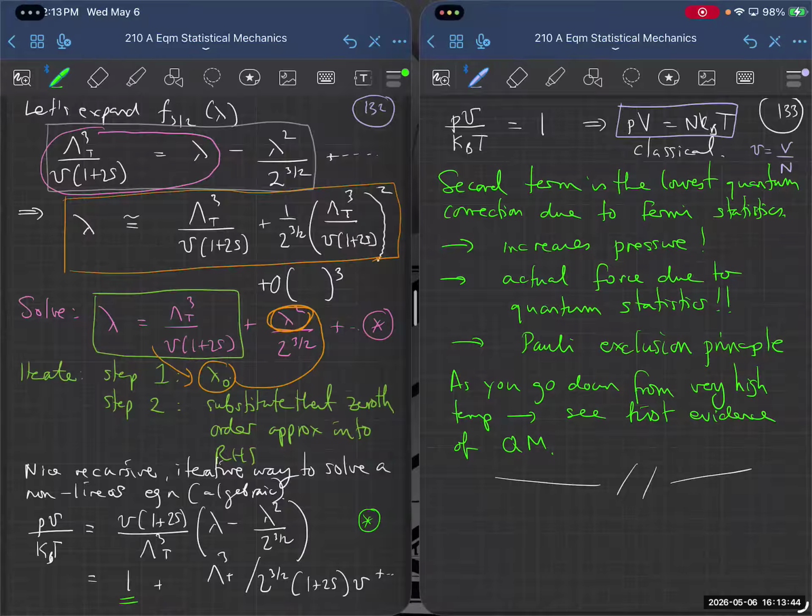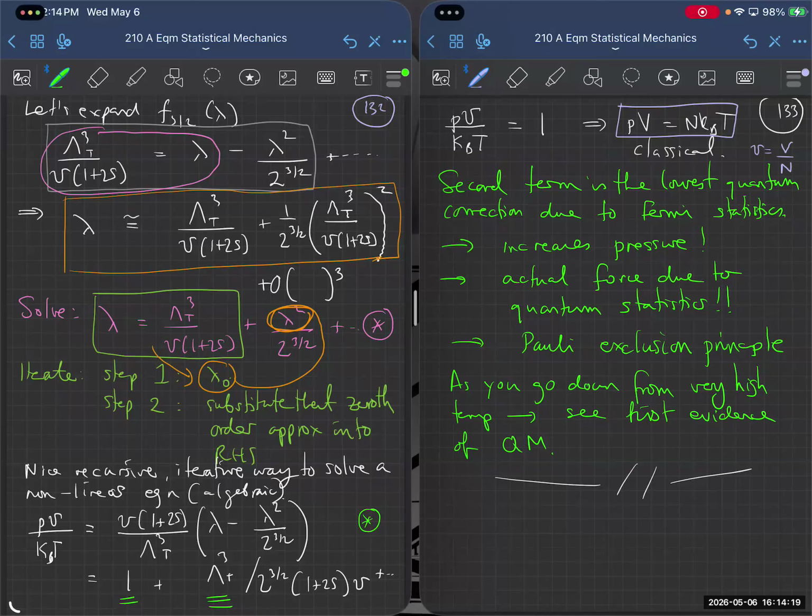So that's showing you that the first term, the leading term in the equation of state, is the ideal gas behavior. And then we've now got an expression for the correction to that, which is this lambda cube term over here. And that correction, what we noticed, is positive, and that tells you that the fermions, as I go down in temperature from very large temperatures, start to show the effects of quantum mechanics. And in particular, you notice the effects of the Pauli exclusion principle.